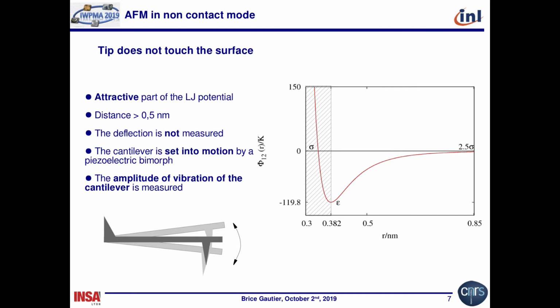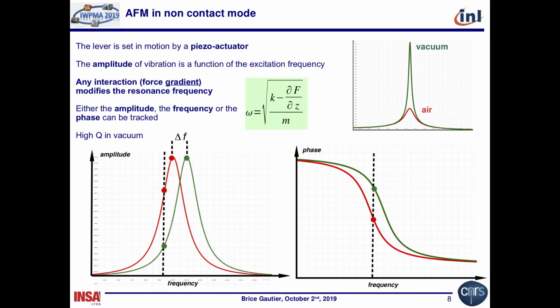Well, if you are not in the contact mode, you are in the non-contact mode, and this time you use this part of the potential. You won't measure the deflection in this mode. You will measure the amplitude of vibration of the lever. This is the lever, and there is a piezoelectric bimorph at the origin of the lever, and you set it in motion like this. And you measure the amplitude of vibration of this thing by using the photodiode again.